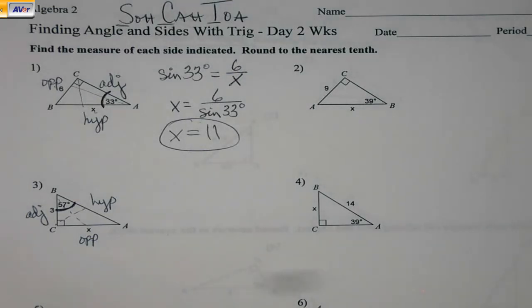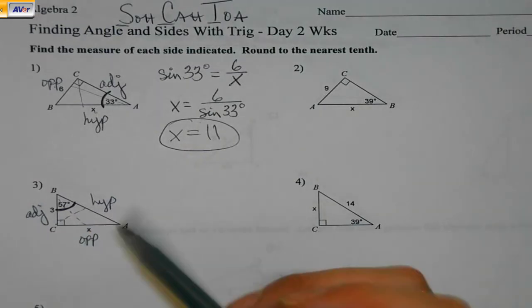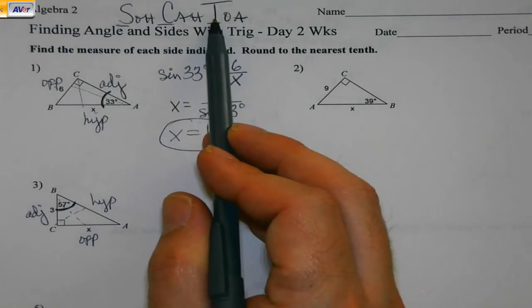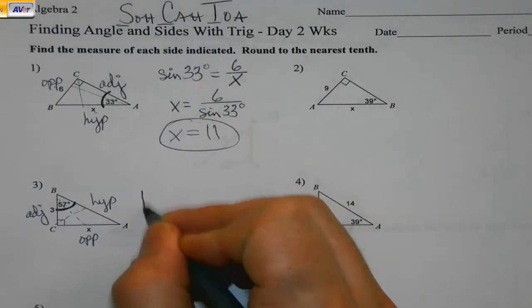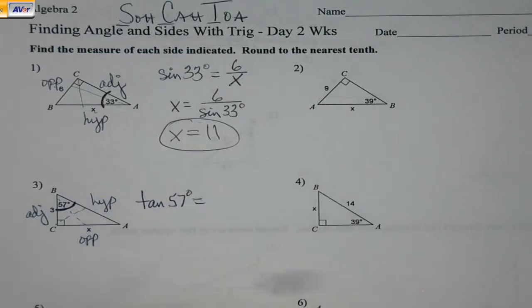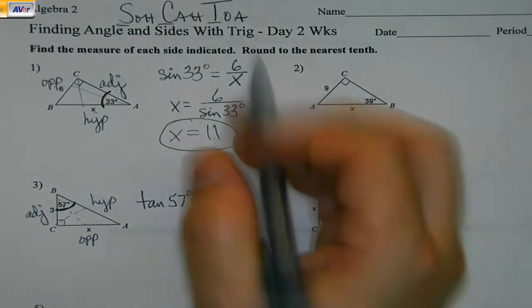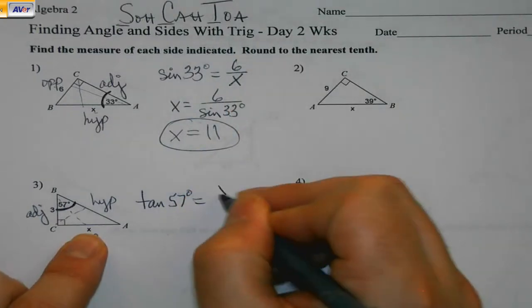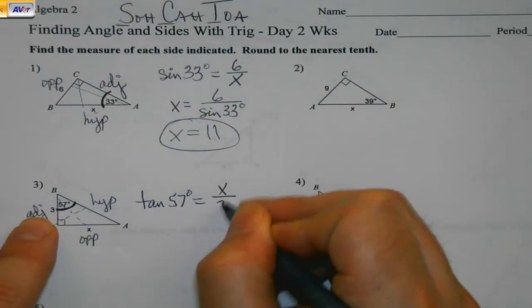So then again, I'm going to look for the two sides that have either a number or a variable. In this case, that's my adjacent and my opposite. So I look for where I've got O and A. Okay, that's with T for tangent. So the tangent of 57 degrees is, and again, you've got to go in the order that they are here, opposite over adjacent.